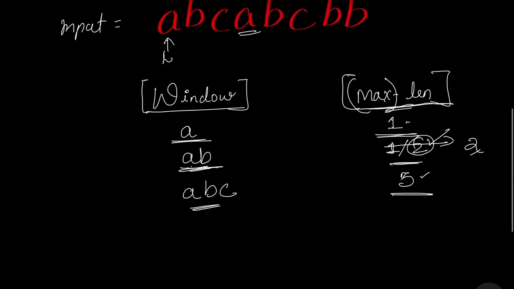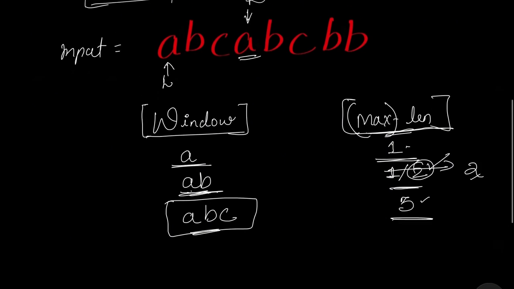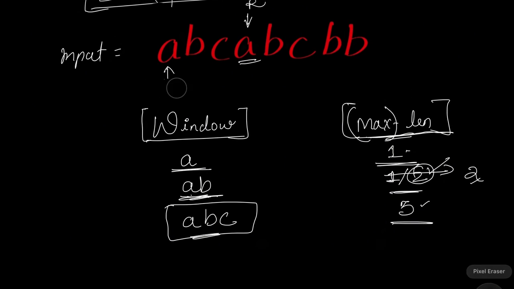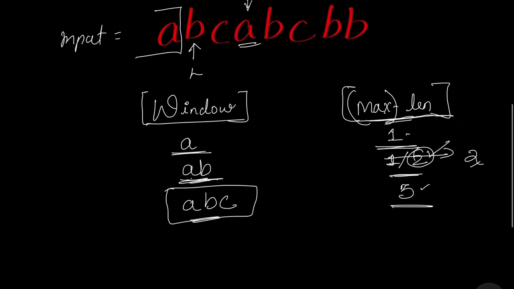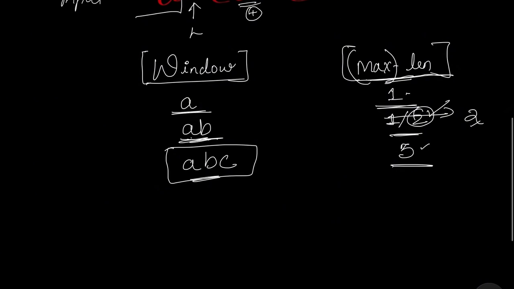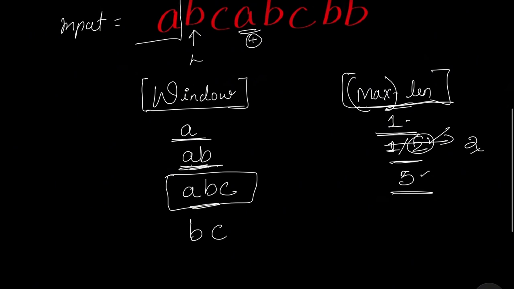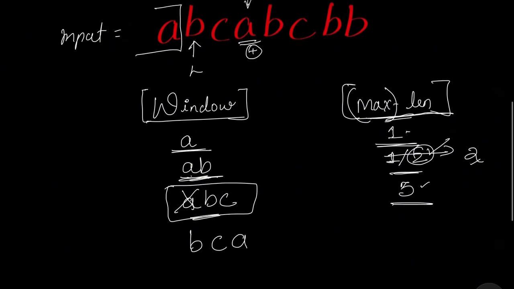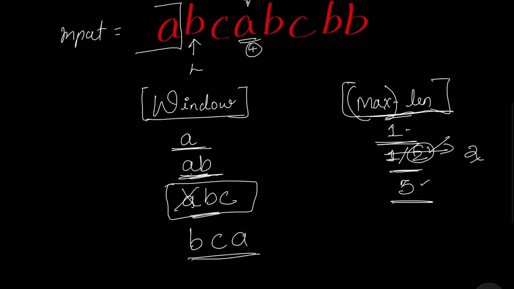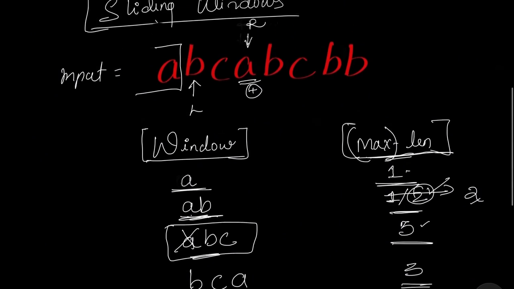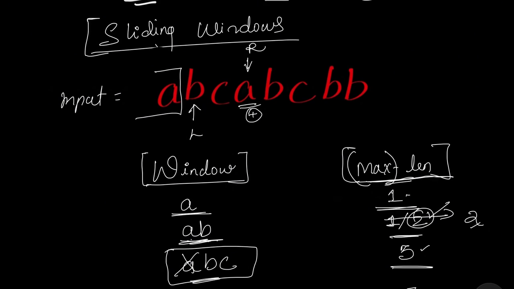A already exists in this window, so what do we do? We take this left pointer and we move it towards right. So now A is removed, right? So we can add this A in the window, so it will be B, C and A. We have removed this A and we have added another A. Again 3 is the maximum number.